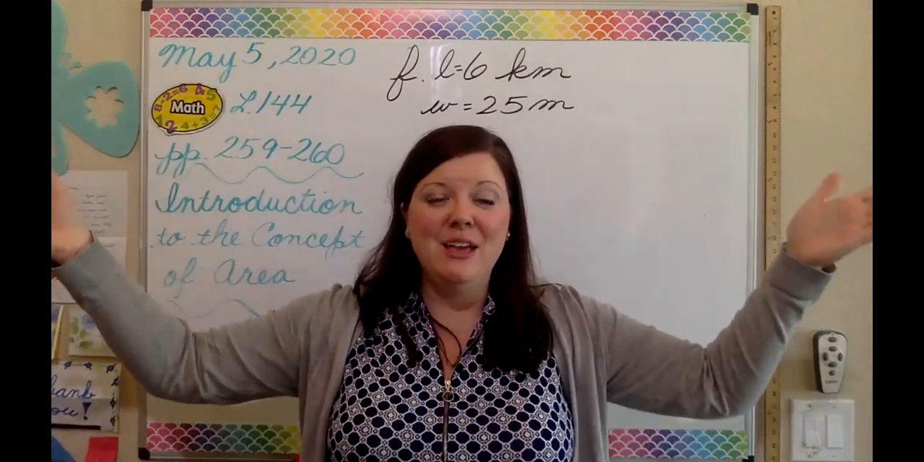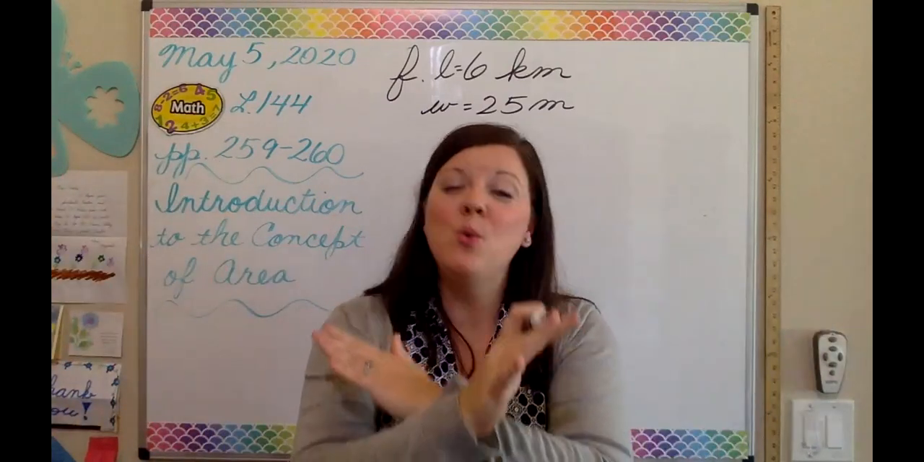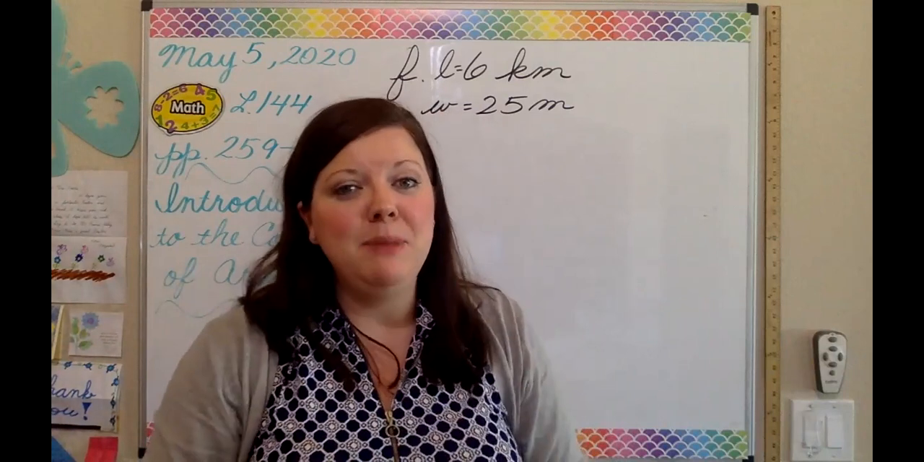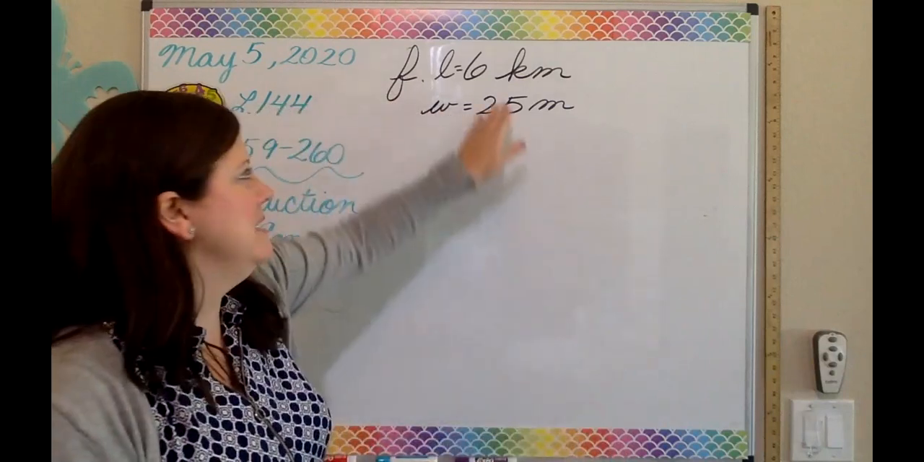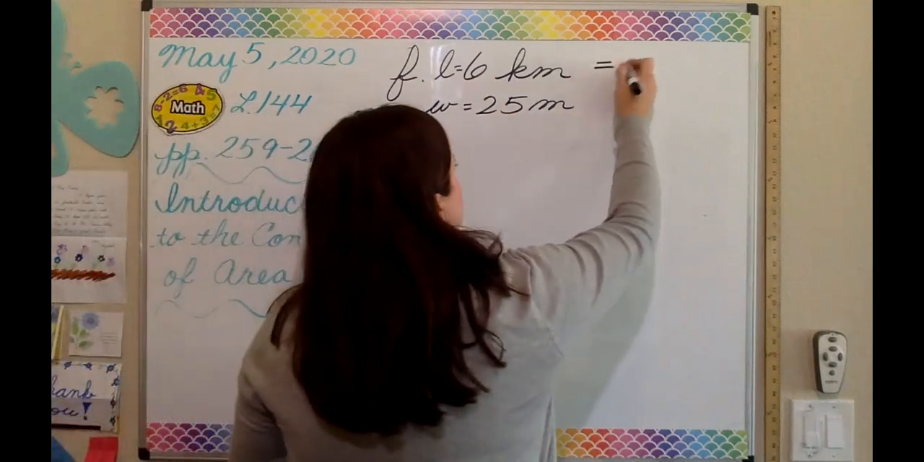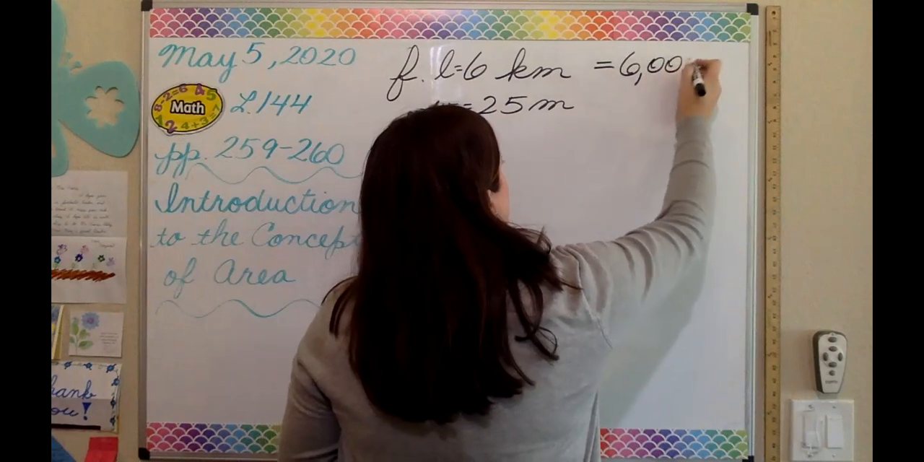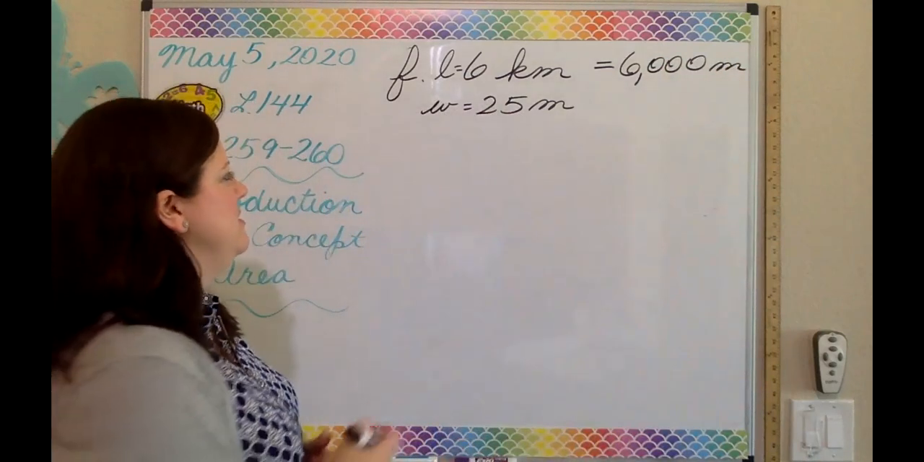Kilometer, big, meter, small, larger to smaller, multiply. What is our special number? How many meters does it take to equal 1 kilometer? 1,000. We could easily multiply this. 6 times 1,000 equals 6,000 meters is what we're going to be using.